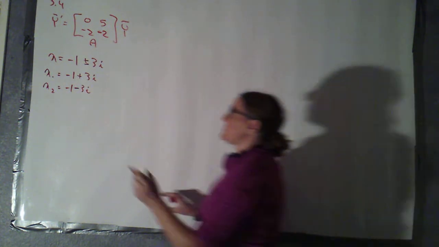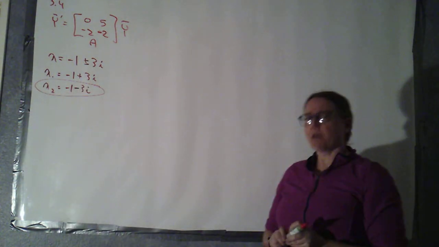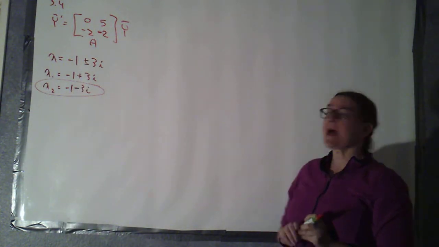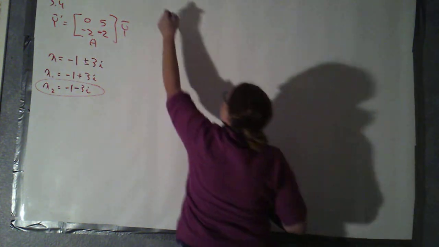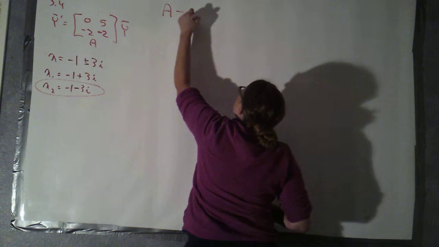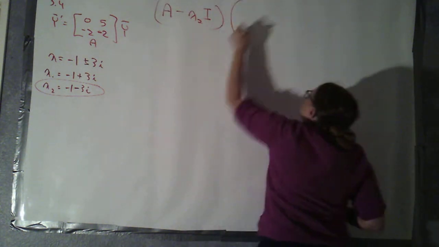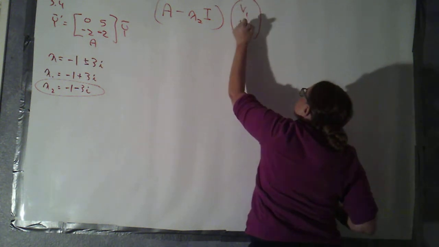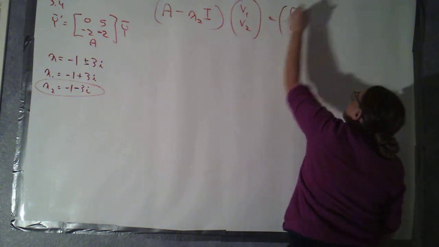So I'm going to start by just picking one of the eigenvalues. Turns out I only need to work with one of them, and it doesn't matter which. So I'm just choosing lambda 2. We'll see why in a minute. I'm looking now at the equation A minus lambda 2 I times some non-zero vector v, whose components I'll just call v1 and v2. I want that to equal the zero vector.